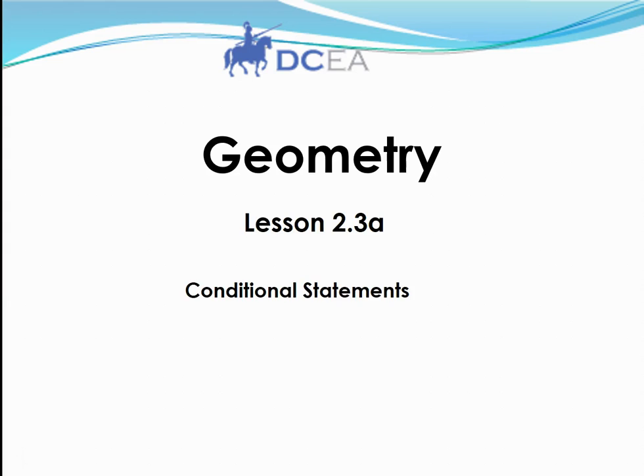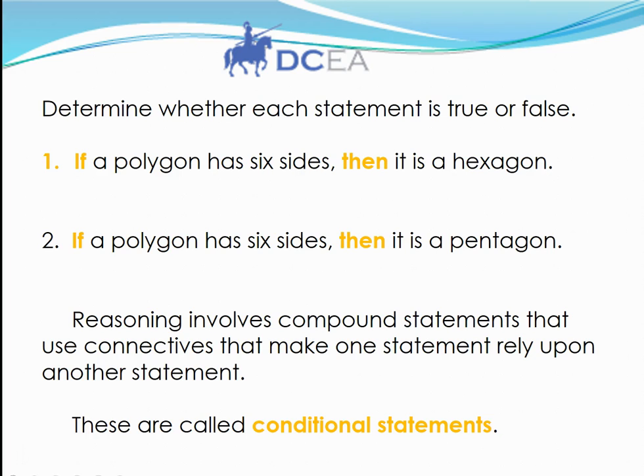Geometry Lesson 2-3, we'll be talking about conditional statements. Let's determine whether each statement is true or false. If a polygon has 6 sides, then it is a hexagon. Is this true or false? This statement is true. A 6-sided polygon is a hexagon.